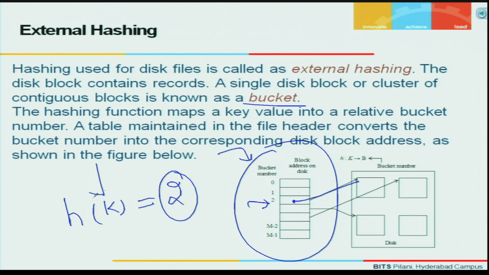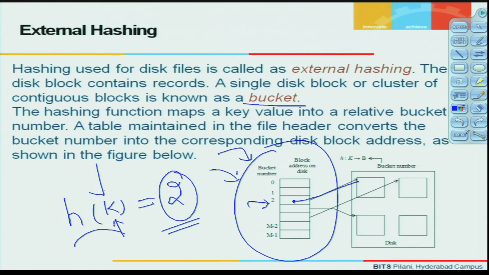Whenever we apply a hash function on the key value k, it gives some value that is nothing but the relative bucket number, not the block address. Then we make a search in the directory, that is, in the table, which maps this relative bucket number to the actual block address on the disk, and then go to the block and get the required record. This is how external hashing works.